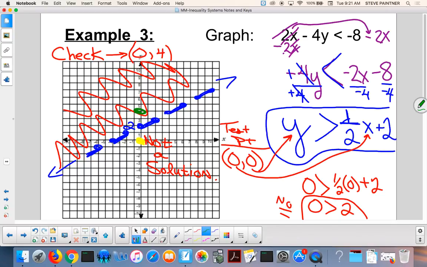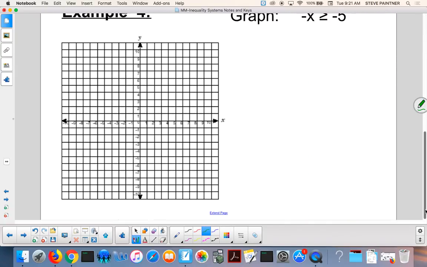Do you get why I'm picking that point? Could I do 0, 10? Yeah. Could I do negative 10, 0? Yeah. Could I do 10, 0? No, 10, 0 won't work. I could prove that it's wrong. Okay. I guess we have one more to do below, don't we? Okay, here it is.